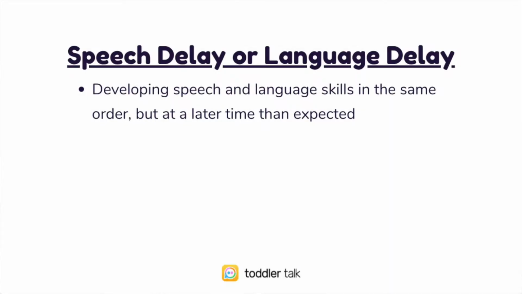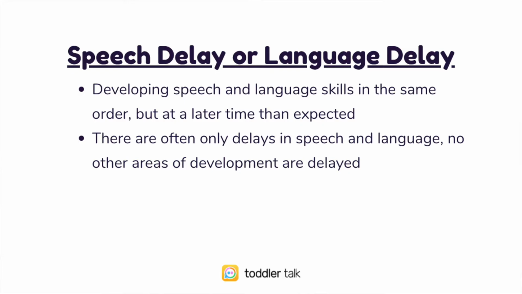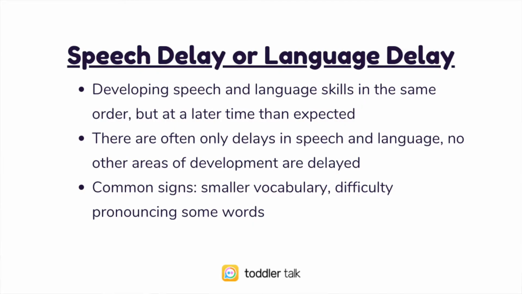A speech delay or a language delay happens when a child develops their speech and language skills later than we would expect. And often, a child will not have delays in any other area of development, only speech and or language skills. Some common indicators of a potential speech delay or language delay would be a vocabulary size that's smaller than their peers or difficulty pronouncing some words.